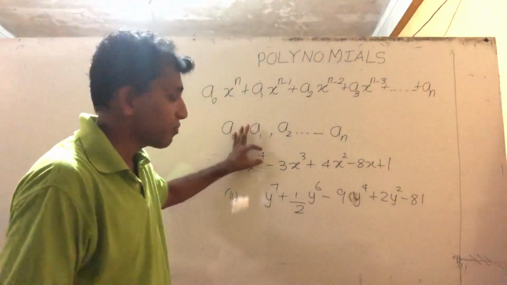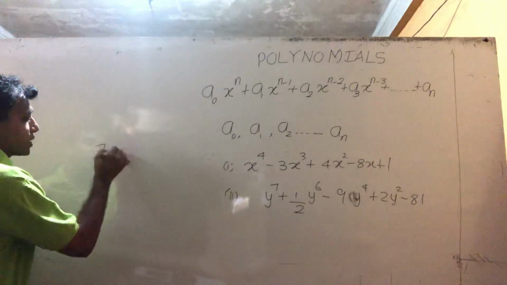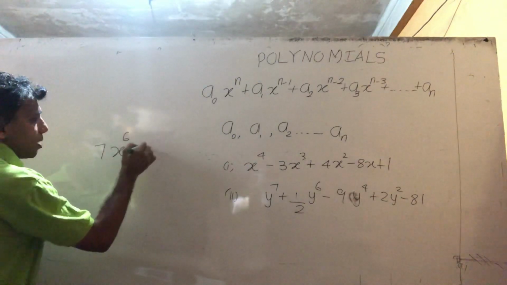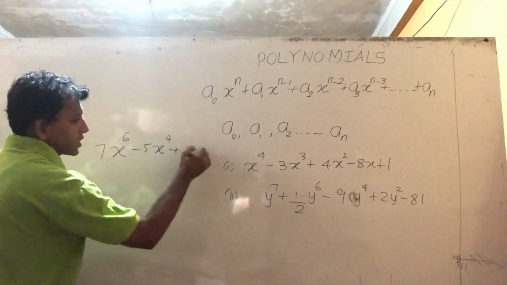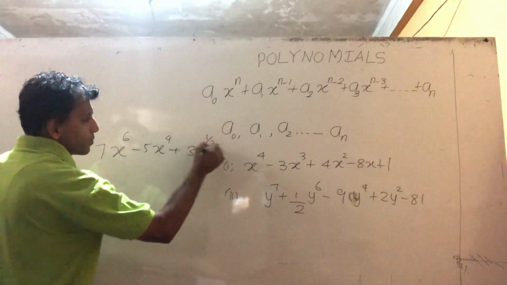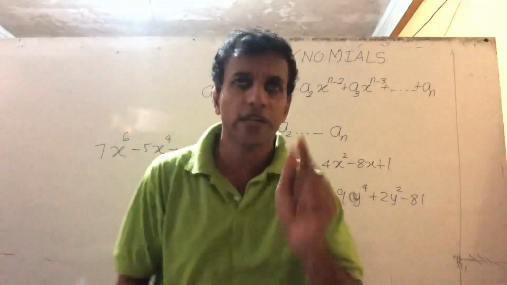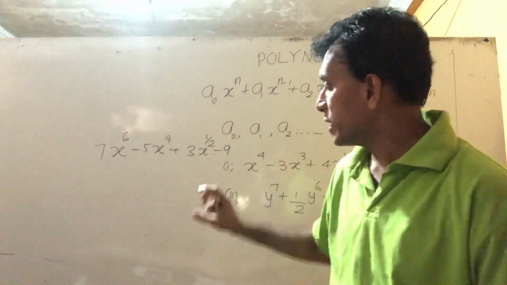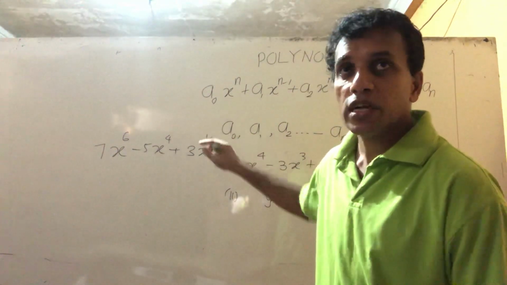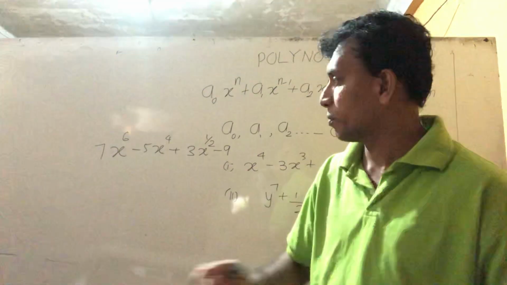The power becomes a fraction. I can give an example: 7x to the power 6 minus 5x to the power 4 plus 3x to the power half minus 9 is not a polynomial. Note that also. This is not a polynomial. Why? The degree is a fraction here. That's the reason, right? So you yourself can take an idea about the polynomial.